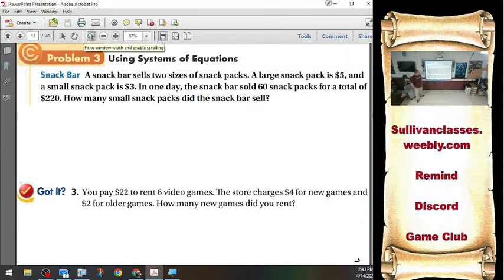Snack bar sells 2 sizes of snack packs. A large is $5. A small is $3. That was 2 rates. Sounds an awful lot like what? Standard form, 2 different rates. In one day, they sold 60 snack packs for a total of $220.